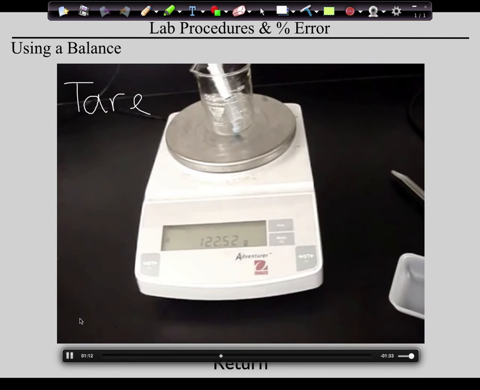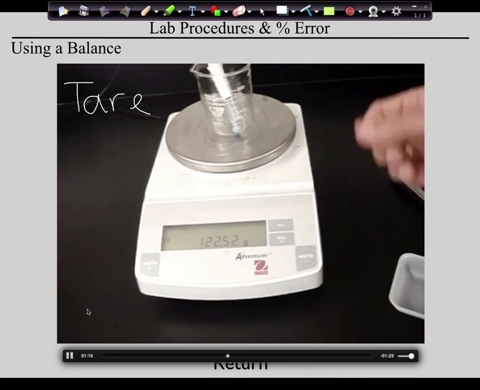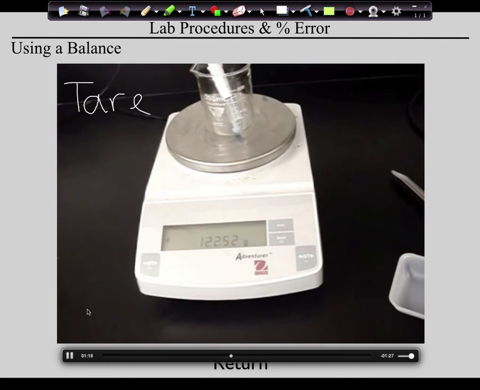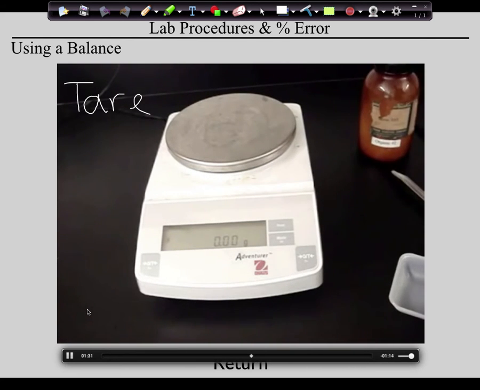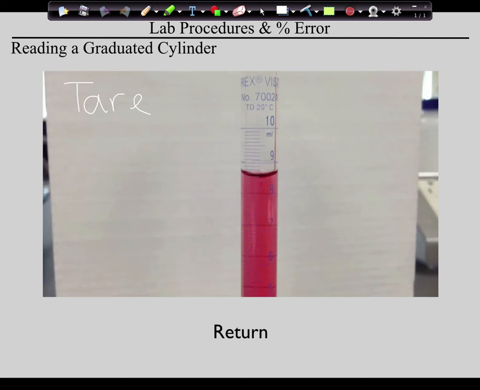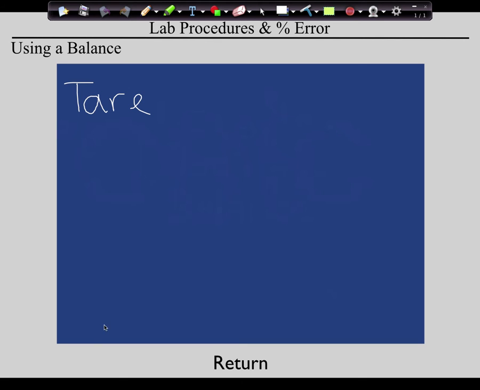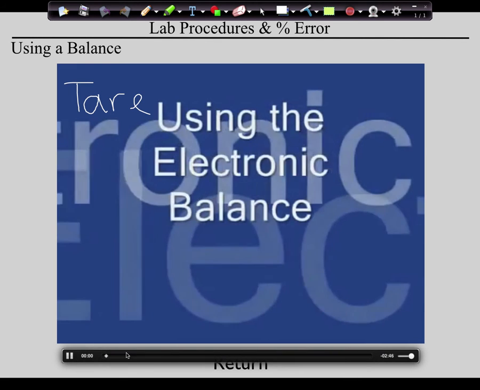However, many times in lab, we're not interested in the mass of the beaker or the mass of the weighing dish. We're interested just in the mass of the chemical that we're putting in it. So, for example, if I have some sugar, and I want to know what mass of sugar I'm using, I'll obviously need to put something down. I never will put a chemical directly on the pan, so I'll need either a beaker. Guys, please make sure you catch that. Never put chemicals directly on the balances.